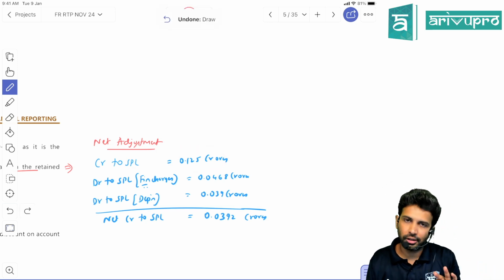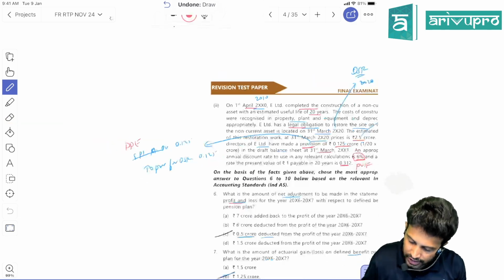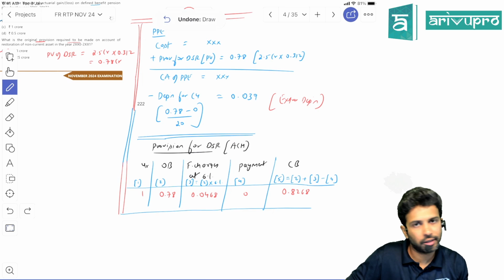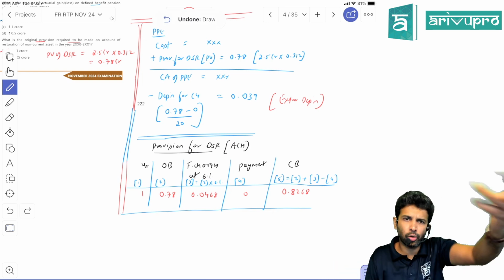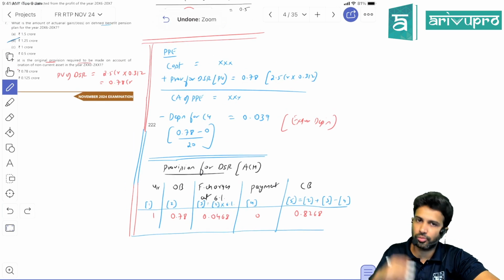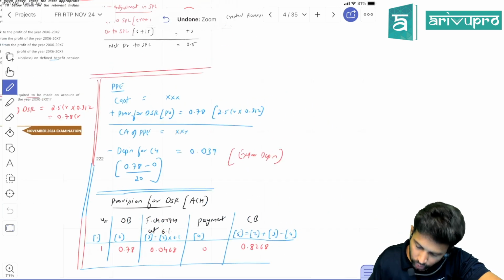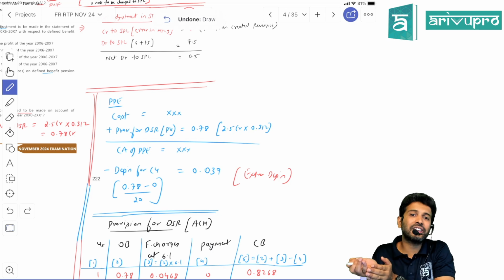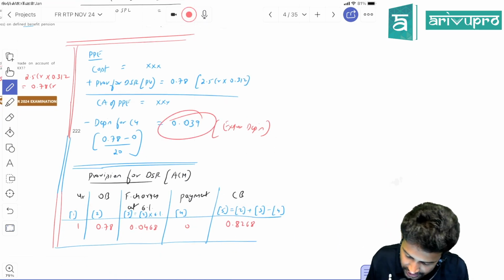Then what, sir? Now, on provision for DSR, you get interest charges for the current year. How much is that? 0.0468, right? Interest charges is an expense. Due to expense, SPL will be debited. So 0.0468 finance charges will be debited to SPL. That's all? No. Due to this provision for DSR, you will get extra depreciation. Due to this, again, SPL will be debited. So two debits in SPL you will see.